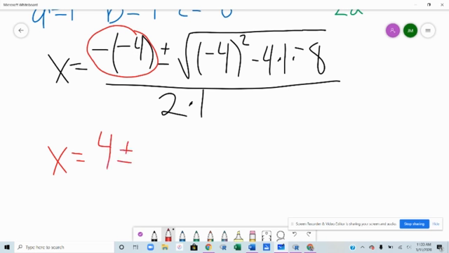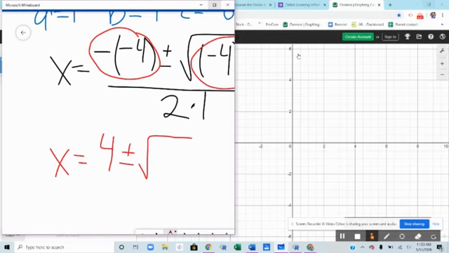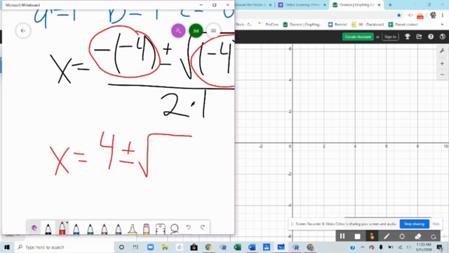The next thing that you can do to simplify is everything that is underneath the square root. You're going to figure out what that number is. You are not going to take the square root yet. So we're going to leave the square root, but we're going to figure out what negative 4 squared minus 4 times 1 times negative 8 equals. So I'm going to go to Desmos.